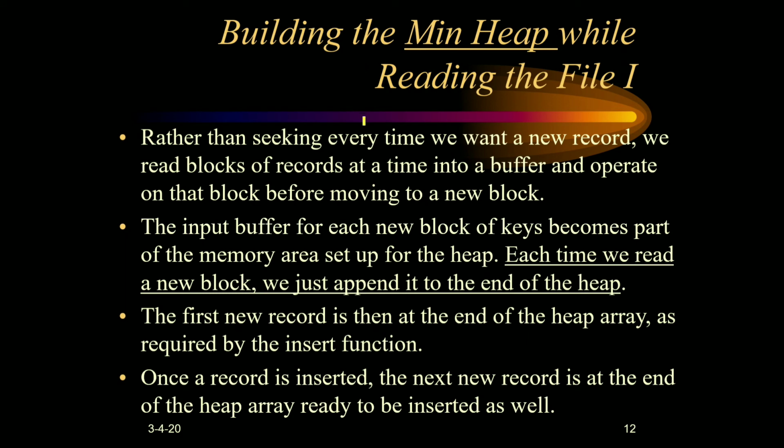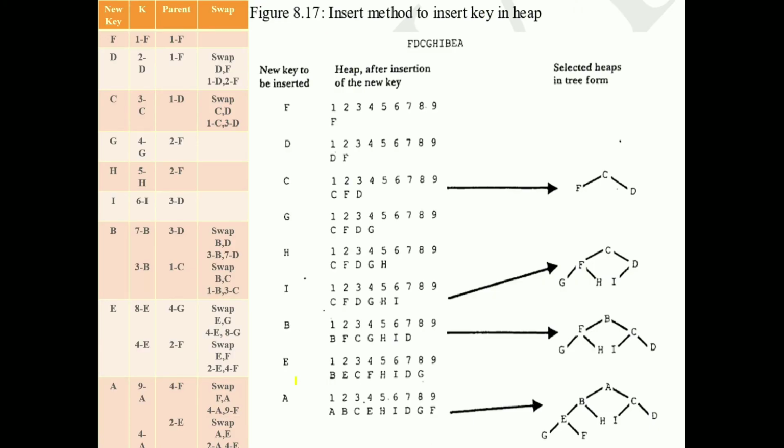Now the next one is building the min heap while reading. As I've already told, in heap we try to do building the heap and sorting the heap in parallel. Building is done whenever we are reading, and sorting is done whenever we are writing it into the disk. The main point to keep in mind is that each time we read a block, we add it to the heap, build it, and after that we do the sorting and write it to the disk.